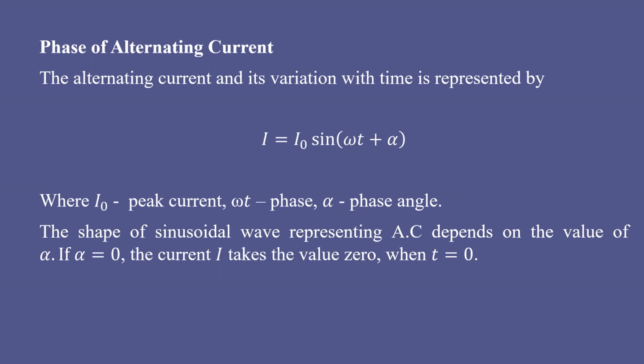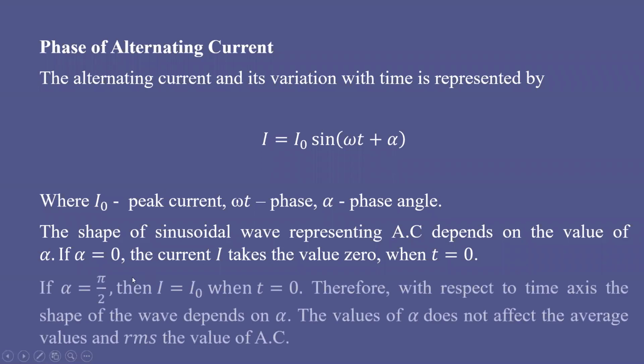Okay. If alpha equal to 0, what will happen? If alpha equal to 0, then the current I takes the value 0 when t equal to 0. If alpha is 0, then I will be 0 if t equal to 0. That's why at t equal to 0, the value of current will be at the 0 position. Okay, so the sine wave I showed in the previous slide has exactly alpha equal to 0.